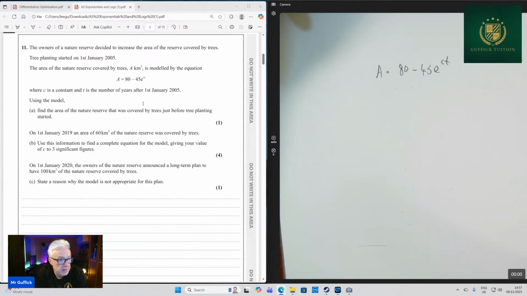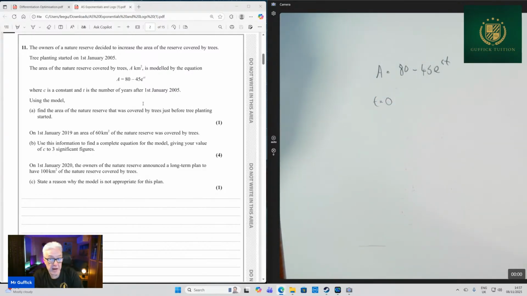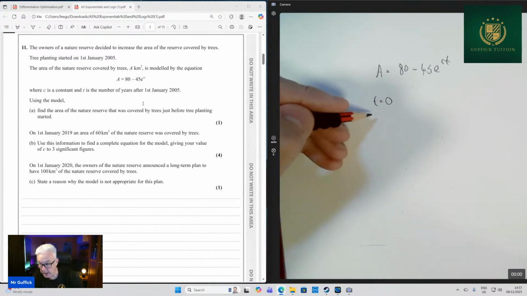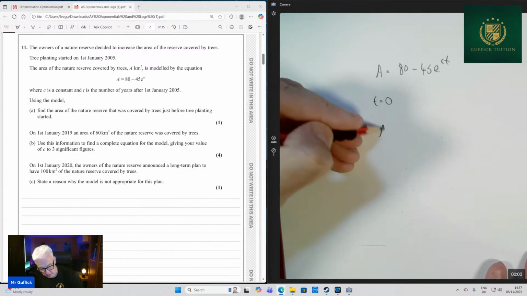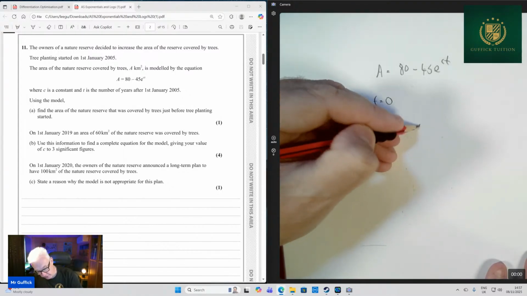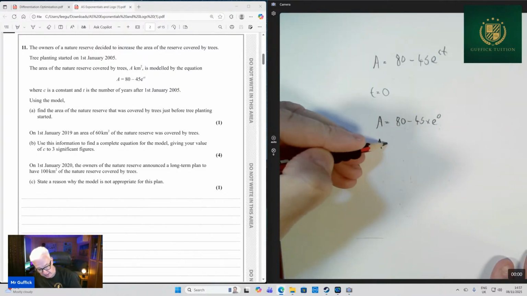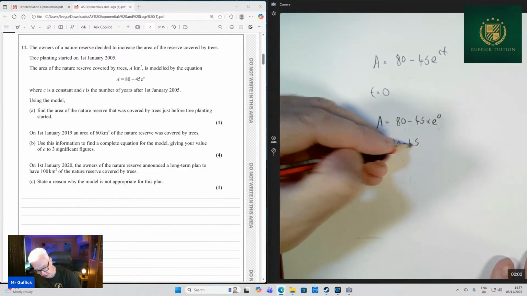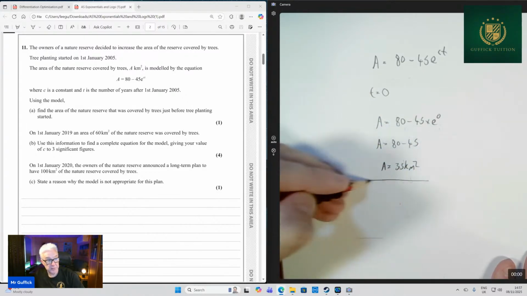Okay, so it says, find the area of the nature reserve that was covered by trees just before planting started. Well, when planting started, time was equal to 0. A common error that people make here is they put that A is equal to 80. Okay, that's one common error. But we know it's not going to be the case, because when we've got T is equal to 0, we've got A is equal to 80 minus 45 times e to the 0, which is 1. So A is equal to 80 minus 45. So it's actually 35 kilometers squared is the answer to part A.